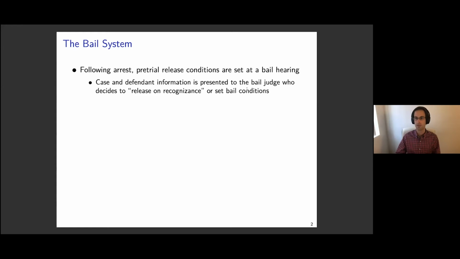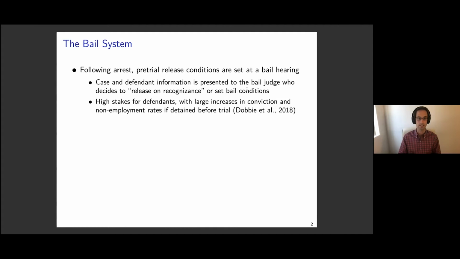Or you can set some bail conditions that's generally a monetary bail amount. If you do not pay that monetary bail amount, you are detained until your trial. And so a non-negligible amount of defendants cannot pay that monetary bail amount, so they are detained before their trial. And so this is a very high stakes setting for defendants, so that if you are detained before your trial, prior work has shown that there's large increases in conviction rates and large increases in non-employment rates that lowers overall earnings for defendants that are detained before trial.